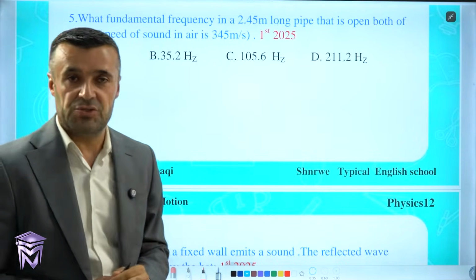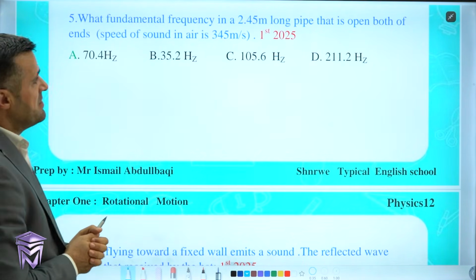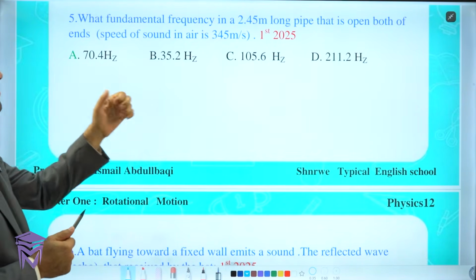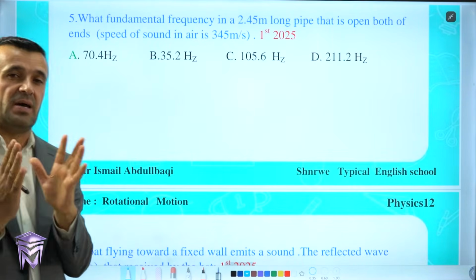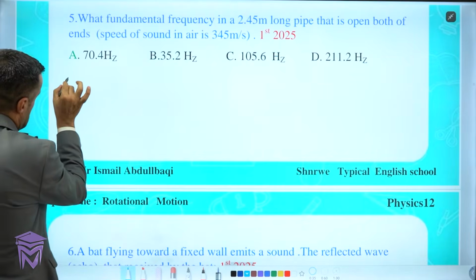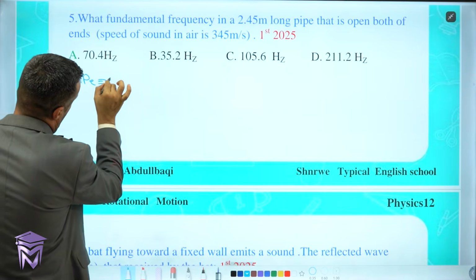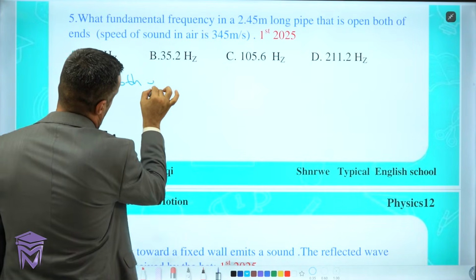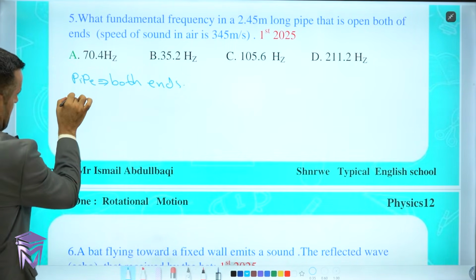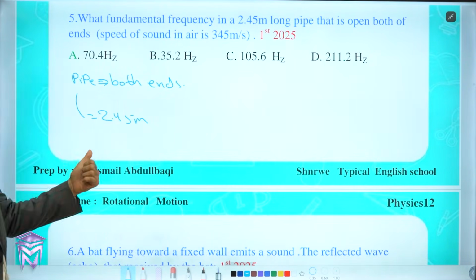Now I will solve question 5, because I solved question 3. What is the fundamental frequency in a 2.45 meter long pipe that is open at both ends? We have two types of pipe: pipe open at both ends, and pipe closed at one end. This pipe is open at both ends, you have to write it on your paper. The length L equals 2.45 meter. This is the length of the pipe.